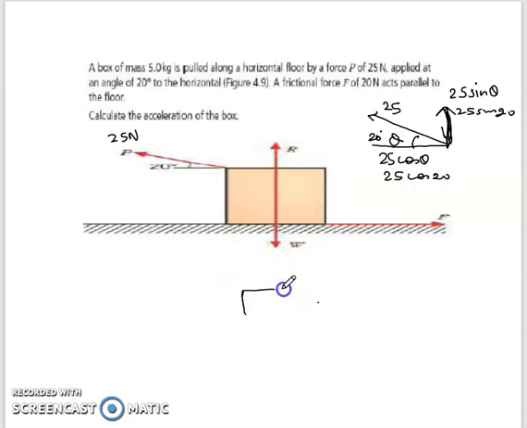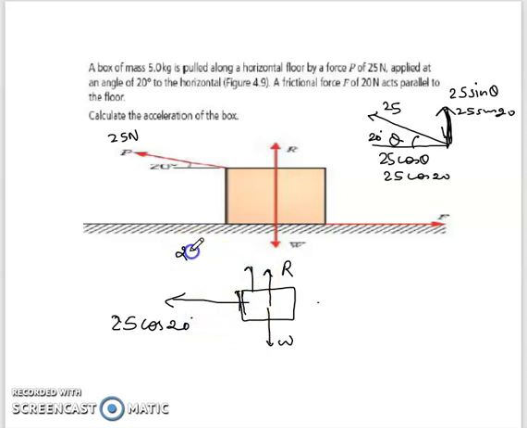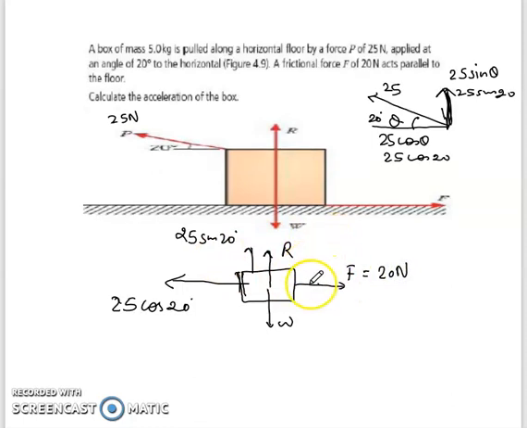So the free body diagram of this one is like this. Weight is acting downward, normal reaction is always in the upward direction. Then there is a force acting here, which is 25 cos 20 degrees. Then here one vertical force, 25 sin 20 degrees, and then there is the friction force. They are saying the friction force F is equal to 20 Newton. So this is all about the free body diagram, how we can draw it.